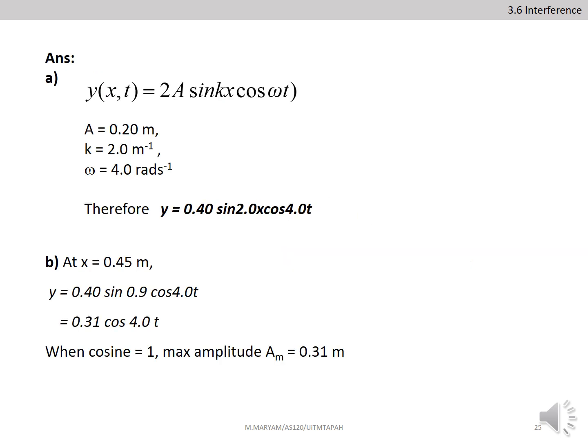A, okay, as I mentioned, we took this equation and substitute all the information given from the question. Therefore, y equal to 0.4, 2 times 0.2, so we got 0.4 here, sine 2.0x, because k is 2.0, cos 4.0t, where 4.0 is the omega here. Okay, so we got the wave function for the standing wave.